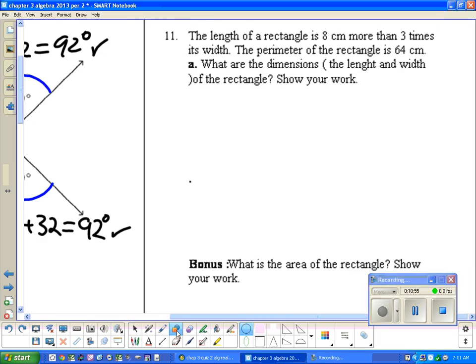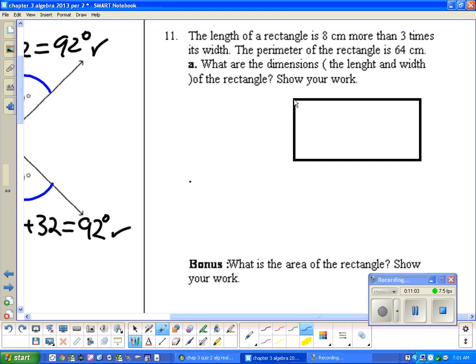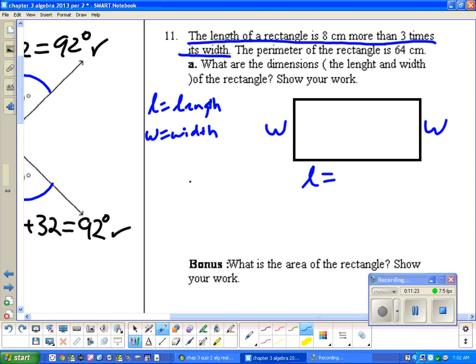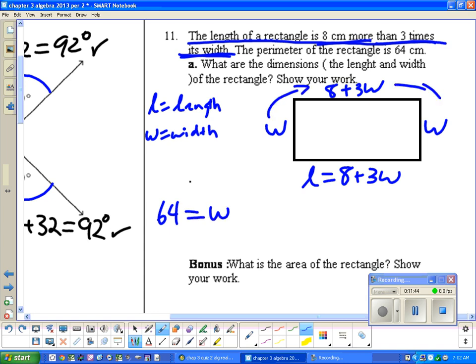Okay, question number 11 deals with a triangle, or I'm sorry, a rectangle. So you should have drawn a rectangle for this. Then you look at the question. It says the length of the rectangle is 8 more than 3 times the width. So if L equals the length and W equals the width, we know the width is just W, but L equals 8 more than 3 times the width, 3W, and that's up here also. Then we set it up by doing 64, which is the perimeter, and the perimeter equals adding all the way around the outside: W plus 8 plus 3W plus W plus 8 plus 3W.